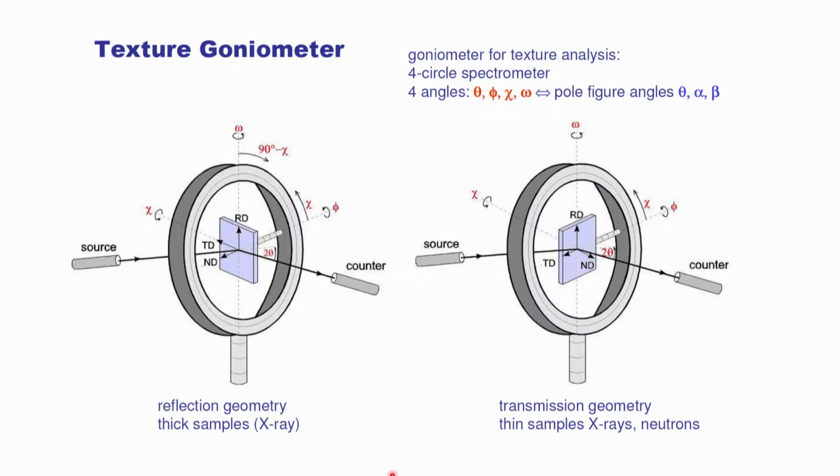Anyway, so we have these set up for reflection mode or transmission mode. So we have an X-ray beam coming in, a counter here, and then we have this goniometer, or this circle, that we can use to align the specimen in any position.